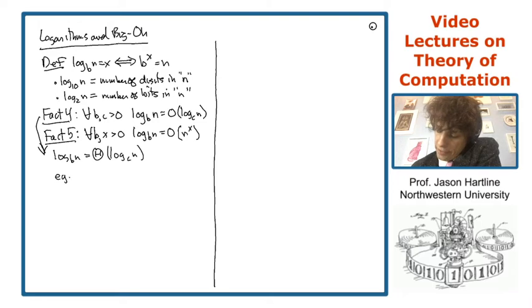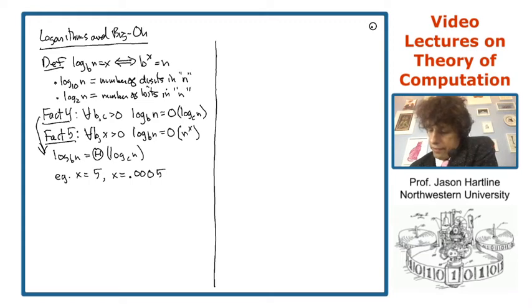In particular, think about x equals 5. Think about x equals 0.0005. Fact 5 applies to both these two cases. Log base b of n grows asymptotically no faster than n to the 5. It also grows asymptotically no faster than n to the 0.0005, or any non-negative number x that you think of.